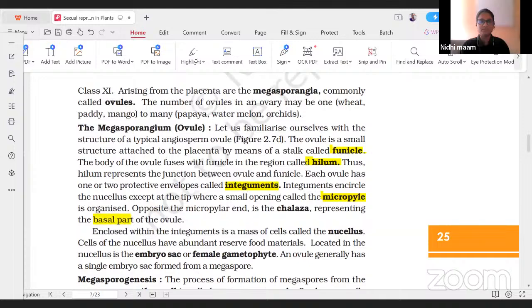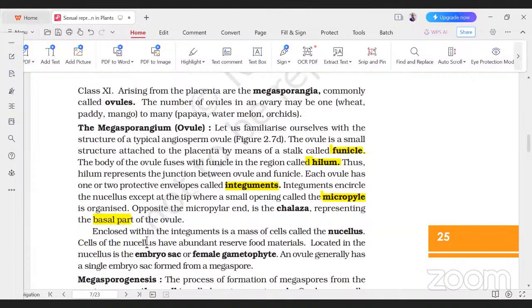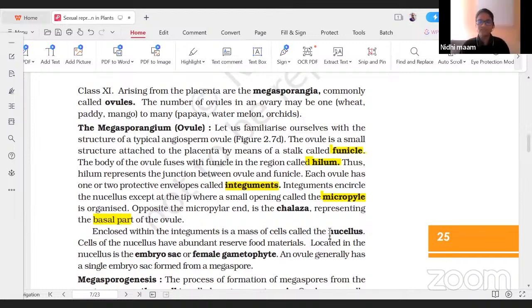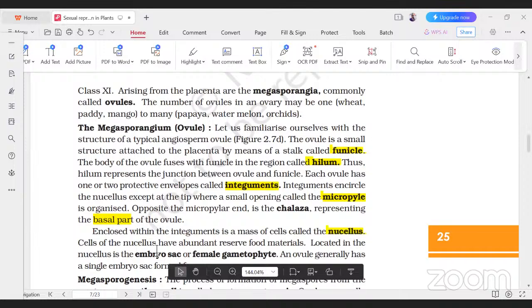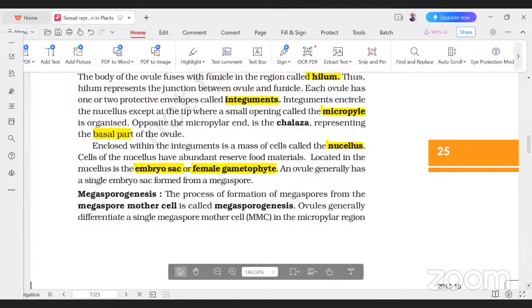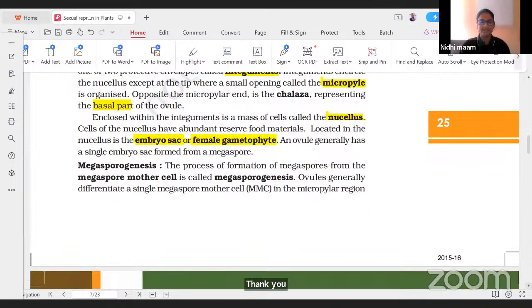Enclosed within the integuments is a mass of cells called the nucellus. Cells of the nucellus have abundant reserve food material. Located in the nucellus is the embryo sac, or female gametophyte. An ovule generally has a single embryo sac formed from a megaspore. Okay, thank you, Ramya.